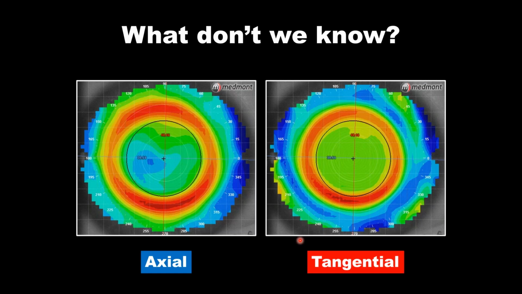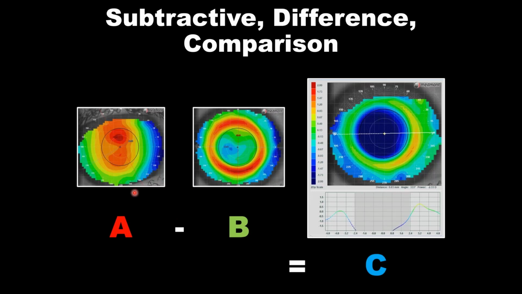So in your Medmont, you can compare pre-ortho-K topography to post-ortho-K topography, A minus B equals C. So where you see blue, you know you've flattened the cornea out. Where you see red, that's where you've steepened the cornea when you compare this visit to this visit. So the subtractive, sometimes known as the difference map, or in the case of Medmont, known as a comparison map, is an orthokeratologist's best friend. This is the function you want to use for all of your analysis pre and post treatment.